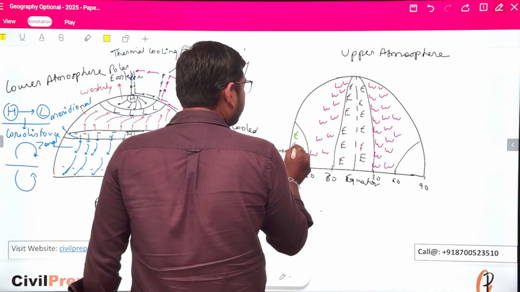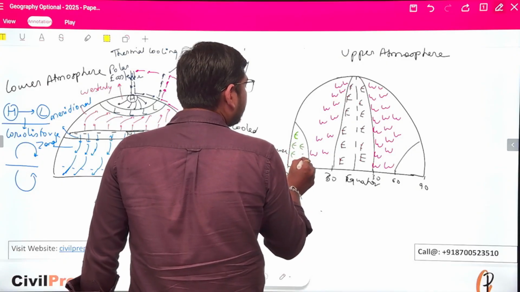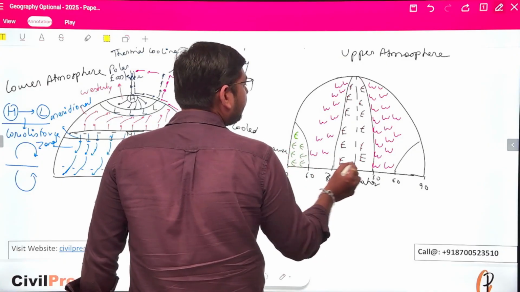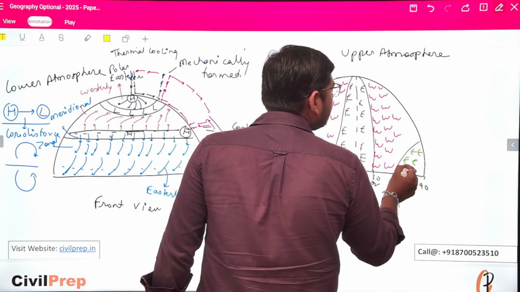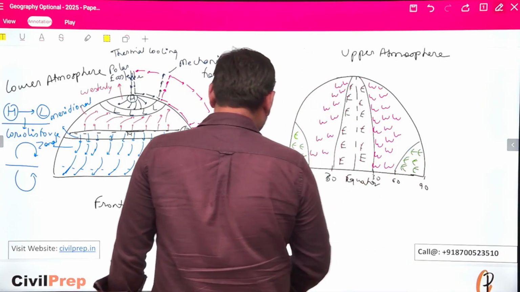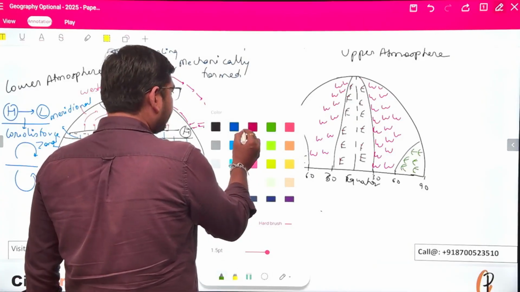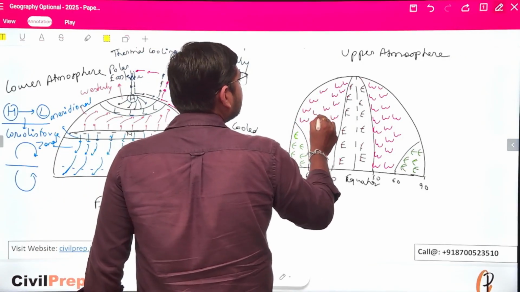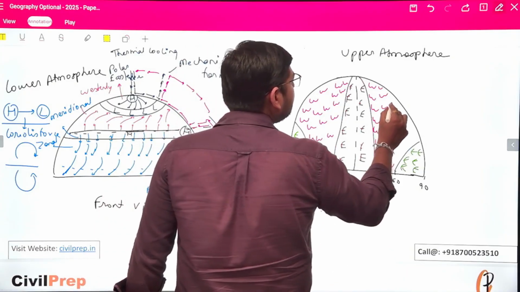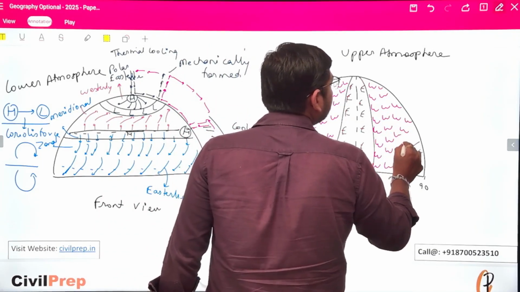The winds again become easterlies here. But in the upper air atmosphere, there is presence of westerly wind. So what we see here is that in the upper air atmosphere of the polar regions, there is again the presence of the westerly component.